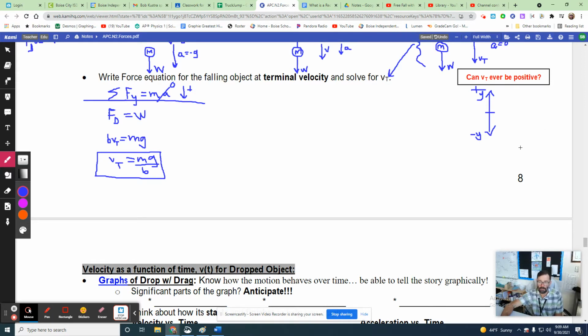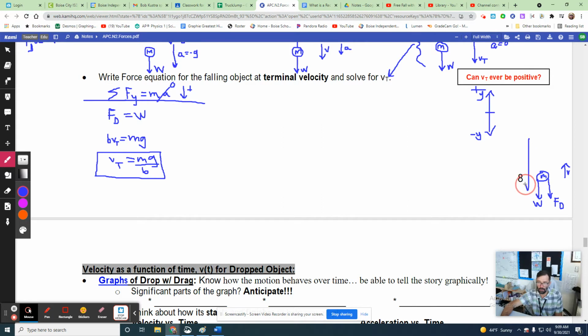Terminal velocity, you're never going to reach it if you're going upwards, because what would be the case if you're going upwards? Your velocity is up. What would we have? We'd have weight down. We'd have drag opposing that. There's no way we could ever get balanced forces and zero acceleration.